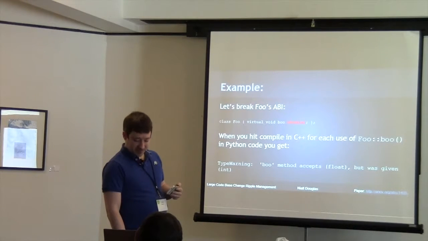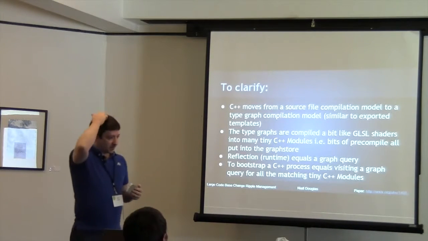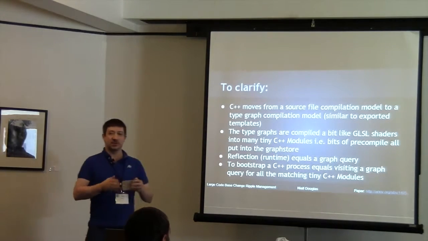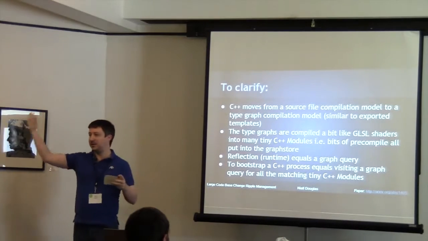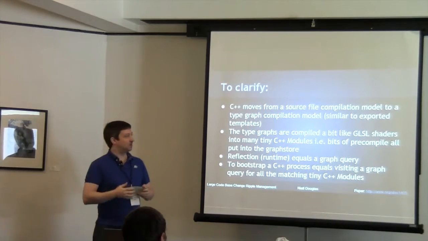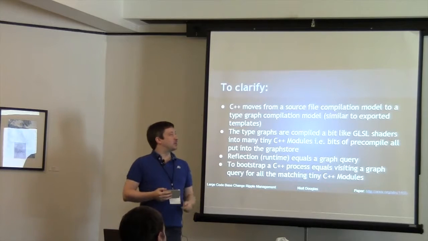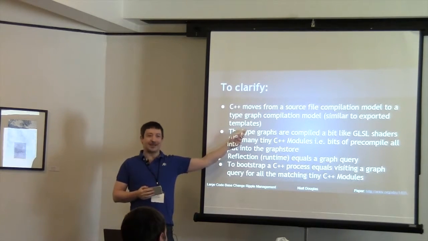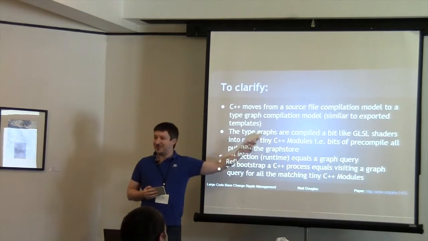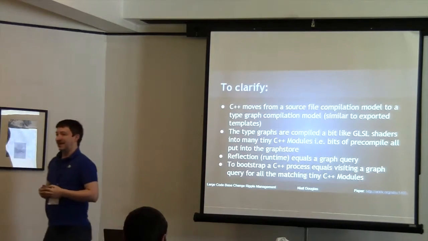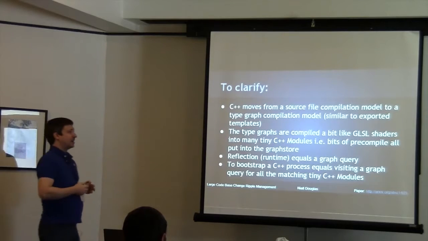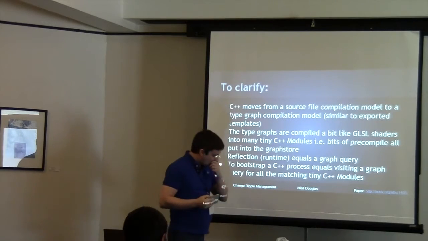So I'll just quickly come over the theory. What I'm proposing is C++ moves from a source file compilation model, that's where you take an individual C++ file and all the headers that come into it, and we change it over to a type graph compilation model. And in case you're about to ask the obvious question, is that not exported templates? Yes, it is. I'm reawakening the dragon of exported templates. Instead of compiling on files, I'm saying take types, put them into a database, and compile them out. I'm going a bit further though.